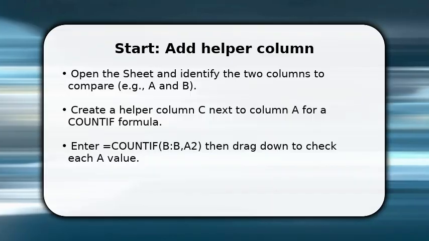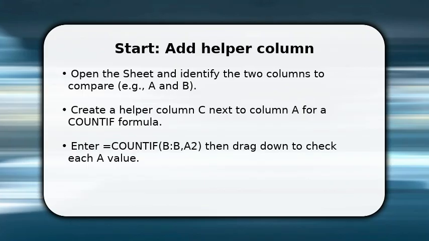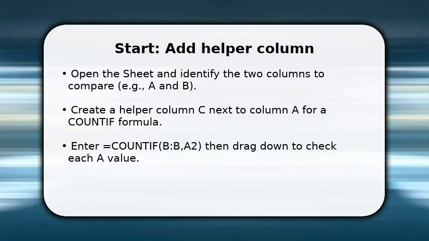This gives a quick numeric flag. 0 means no match, any number means duplicates exist. Make sure your ranges include full columns if new rows might be added.